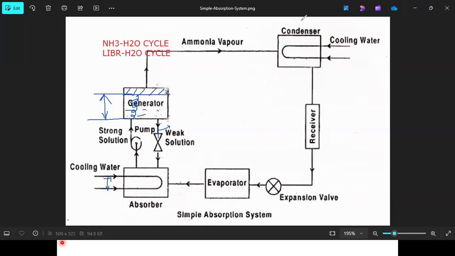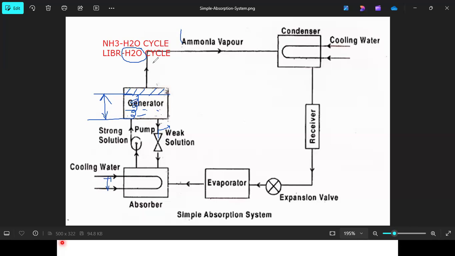Here the entire work is done by ammonia, isn't it? But in this case, the entire work should be done by water itself. That means it should be a medium temperature process itself. Why? Because if you drop the pressure too much, what will happen? Water will freeze, because the freezing point of water is 0 degrees Celsius, isn't it? So what will happen? Blockages will happen right inside the pipeline itself.